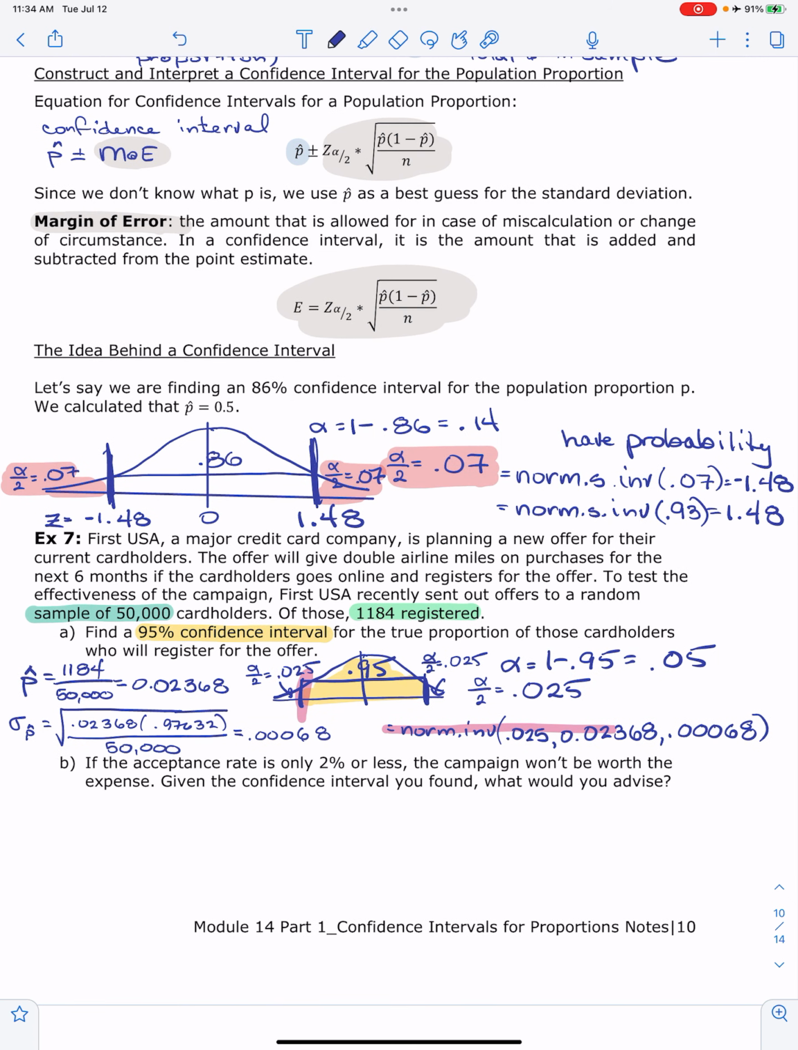When I plug that into Excel, I get a lower bound of 0.0223. I am leaving it like that, not as a z-score, because we need to answer another question and that percentage is going to be more helpful. So here is the lower bound of my confidence interval, 2.23%.